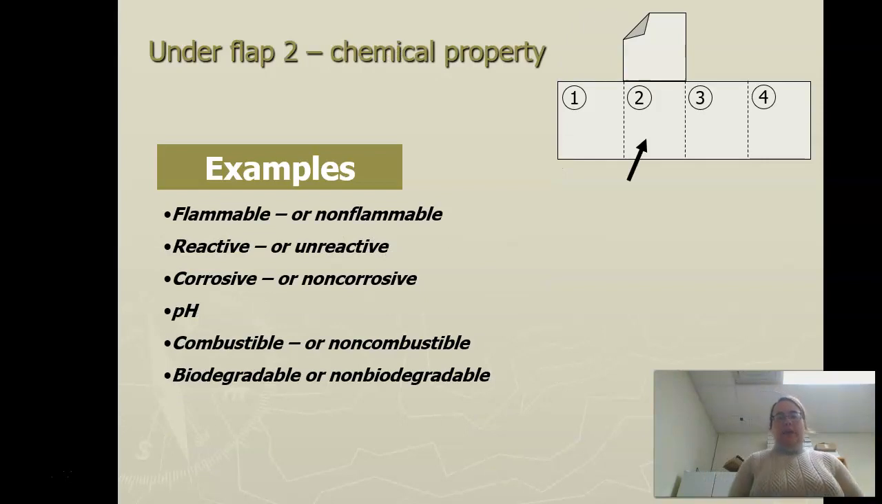Under flap 2, chemical property, some examples include flammable or non-flammable, meaning can it catch on fire and stay on fire? Reactive or unreactive, meaning if I put it with something, will it do something or will it just sit there? Corrosive or non-corrosive, that is, especially with acids, will it eat away at something, okay? Now, most people think of acids eating away at skin, but will it eat away at like metal, things like that? pH, which we're gonna learn about later, is it acidic?